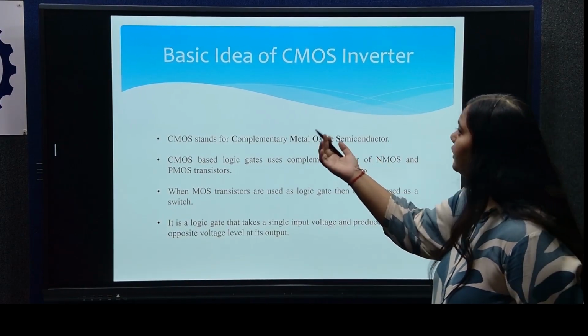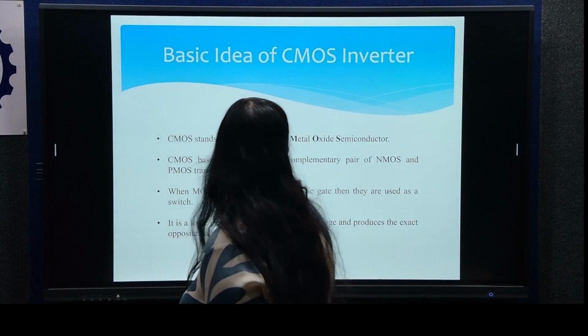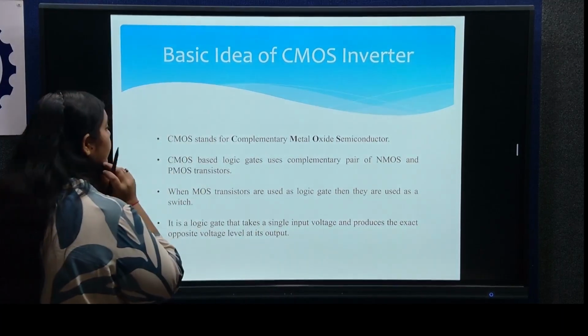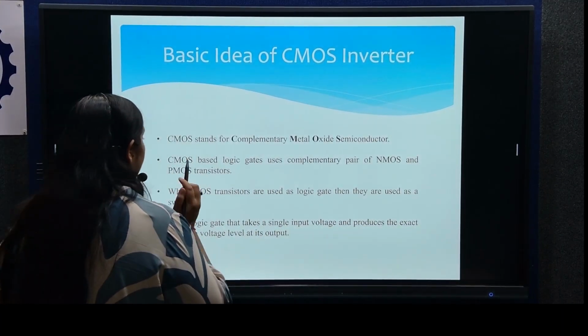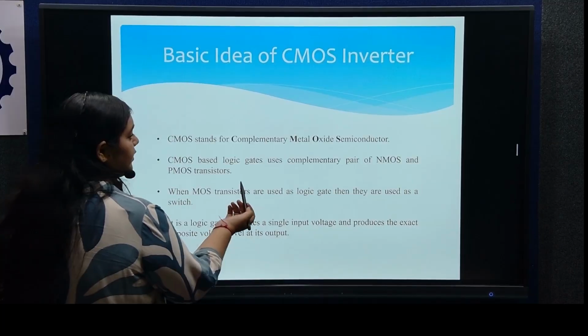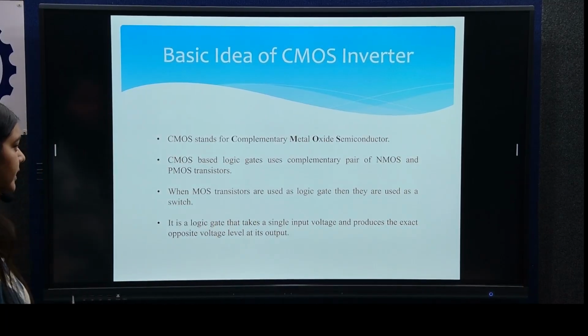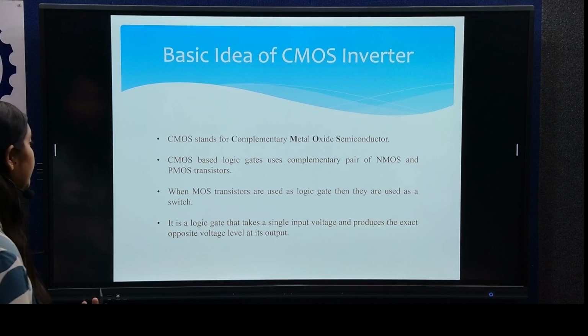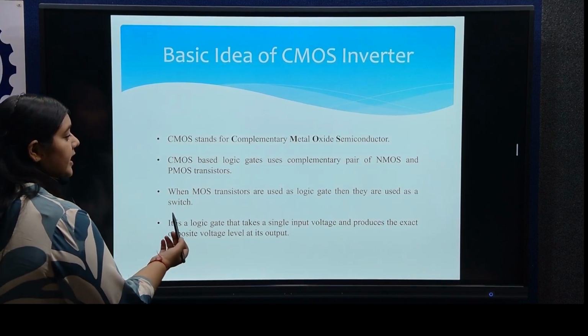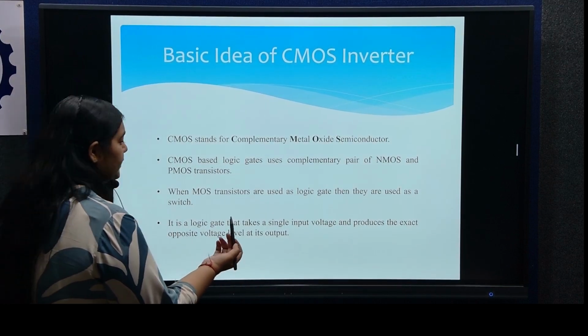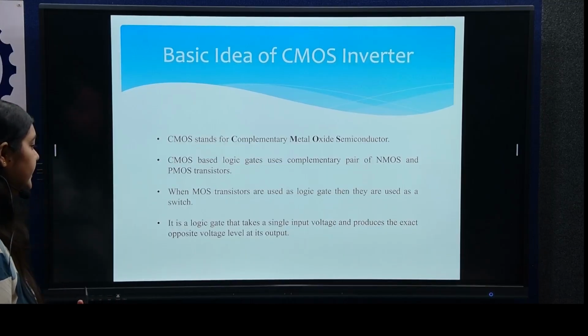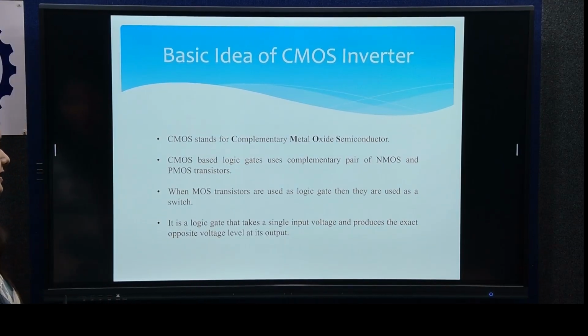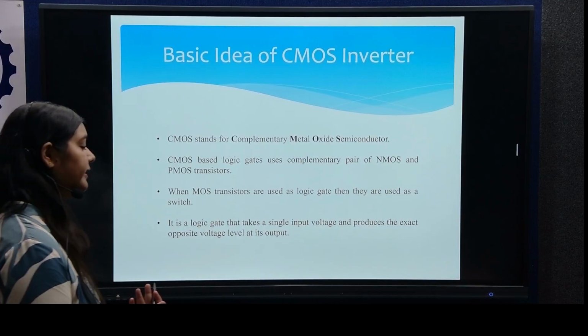So, the basic idea of the CMOS inverter. CMOS stands for complementary metal oxide semiconductor. CMOS-based logic gates use a complementary pair of NMOS and PMOS transistors, which we have already discussed. When MOS transistors are used as logic gates, they are used as switches. It is a logic gate that takes a single input voltage and produces the exact opposite voltage level at its output.